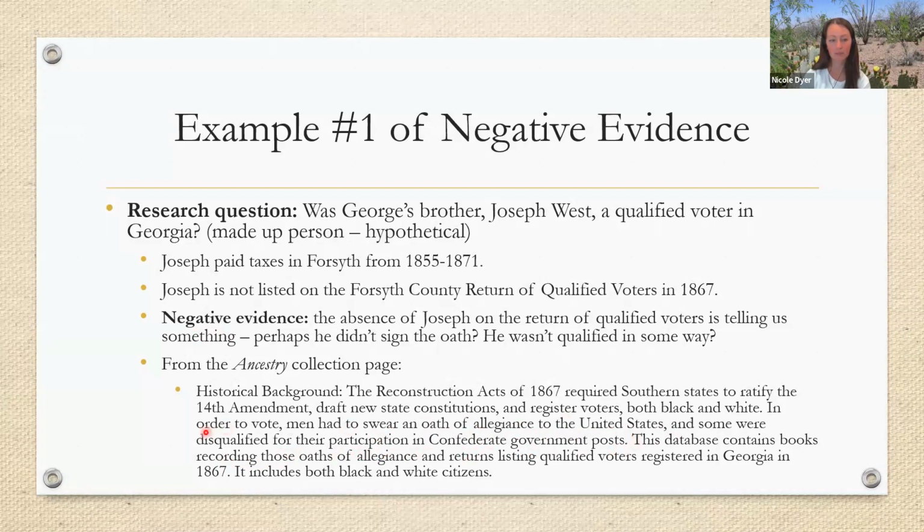Now that we know that, the absence of Joseph from this return of qualified voters, despite the fact that we found him on tax records during that time, could mean that he was not qualified, perhaps due to his participation in Confederate government posts. Given this is a made-up hypothetical person, we're not saying anything here, but if this were true, then this would be negative evidence. So that's what we're looking for when we're thinking about negative evidence, the fact that something's missing, the absence of a situation that's expected.